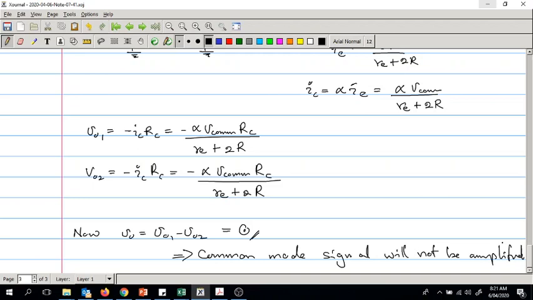Now this is the ideal case, which is perfectly matched transistors, same gain, same beta, same alpha, and so on. However, in practical scenarios, there will be a little difference between the beta values of the two transistors, even if they are from the same batch. So in that case, there will be a very little output voltage because of the common mode signal. But the common mode signal will definitely be suppressed to a great extent, which is very useful when it comes to noisy signals, when there is common mode noise.